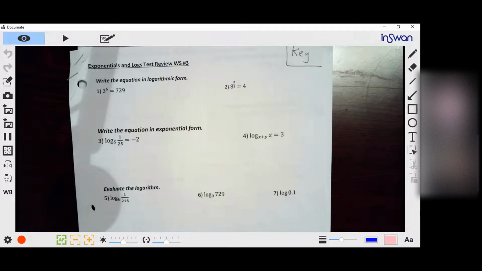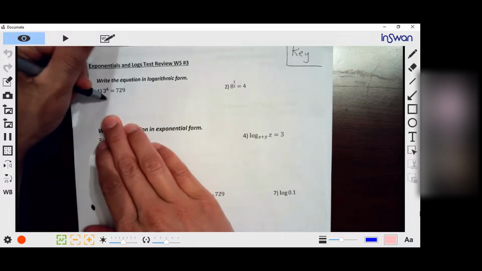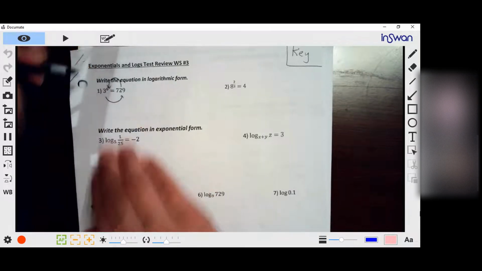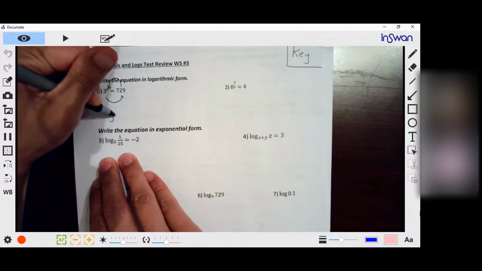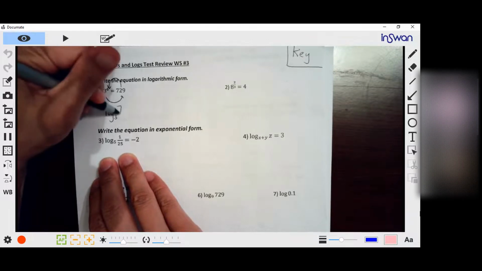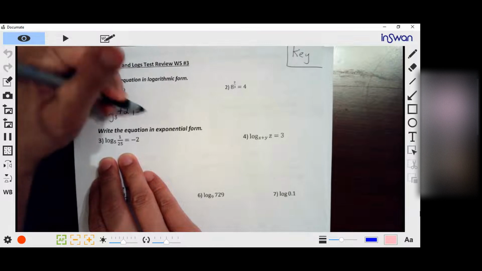Log base 3 of... Oh, 6. Sorry, I was looking at the one right below it. I took the negative 2 from that. So say it again, how would you convert that? So log base 3, 6 equals 729... the order is going to be different, right? It goes in the circular form. So log base 3, 729 equals 6. There we go.